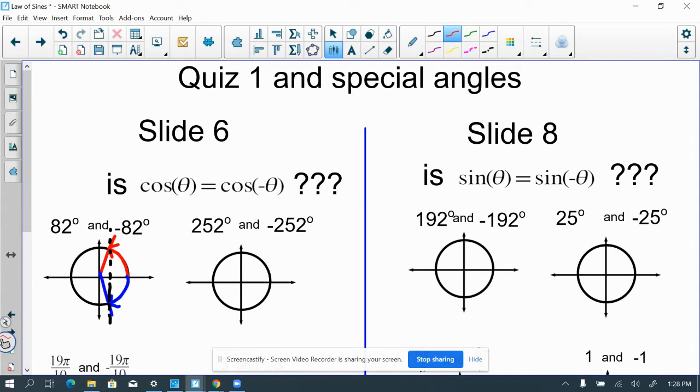What about 252 degrees? Well, here's 90, 180, 252, something like that. That's 252. For negative 252, you would go negative 90, negative 180, something like that. And again, the cosine is negative. I don't know what it is. It's not negative 1, but it is negative, and it looks like they're the same.